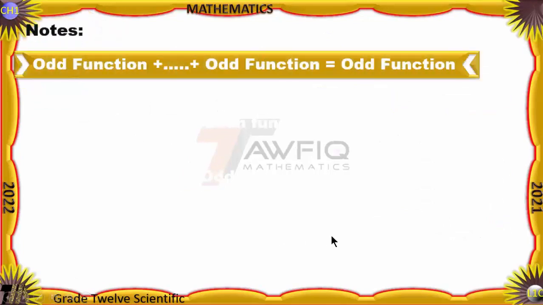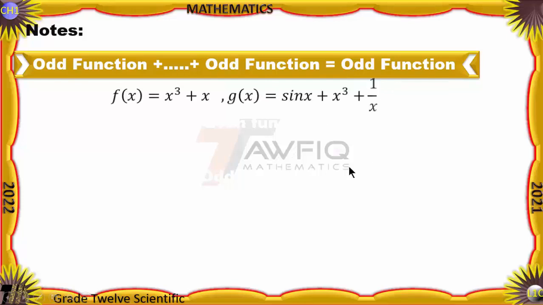Notes: odd function plus or minus odd function is an odd function. f(x) equals x cubed plus x, g(x) equals sine x plus x cubed plus 1 over x are odd functions, because x cubed is odd, x is odd, then f(x) is odd. Sine is odd, x cubed is odd, and 1 over x is odd, then the summation of all of them is odd.